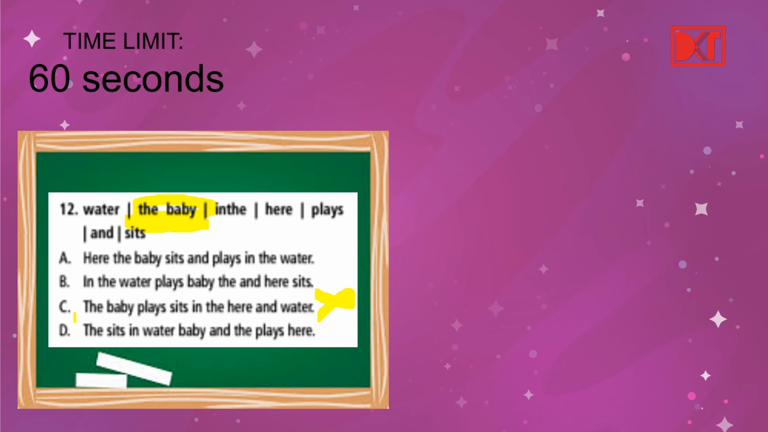A. Here the baby sits and plays in the water. This makes sense. C. In the water plays baby the and sits here. Correct? And D. The sits in water baby and the plays here. Correct answer is A. Here the baby sits and plays in the water. Alright.